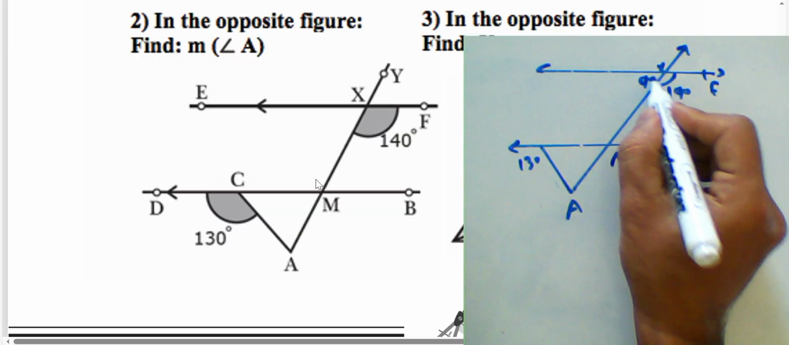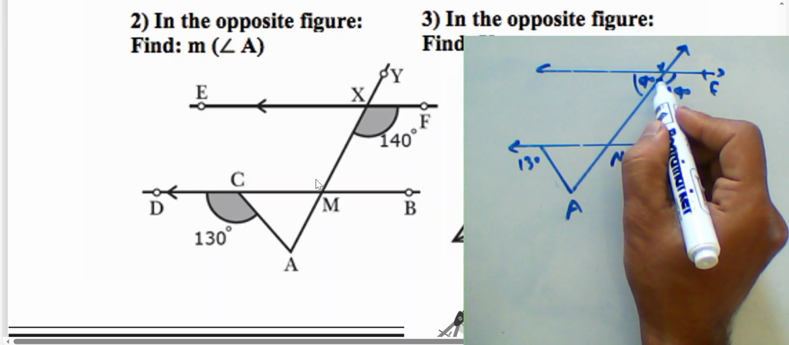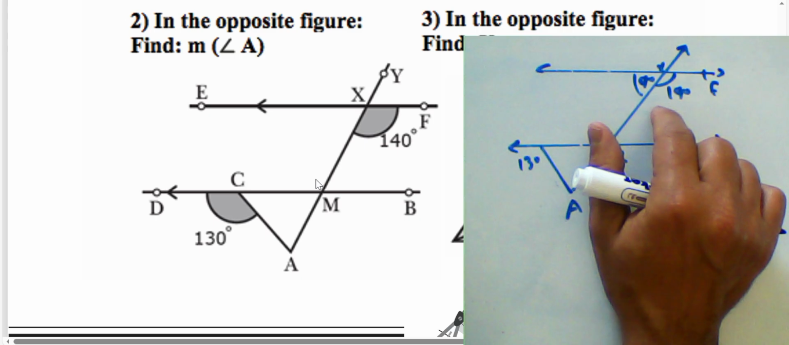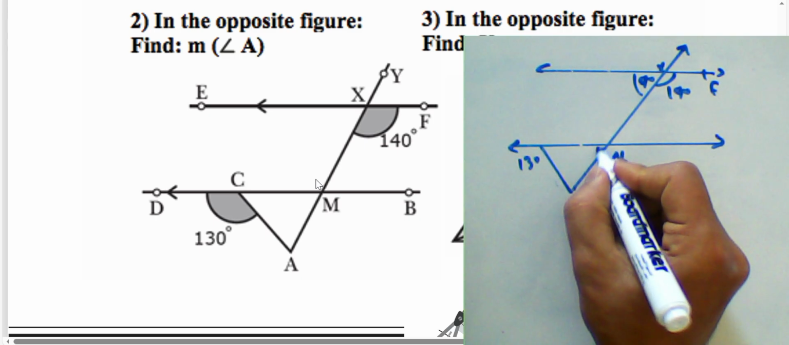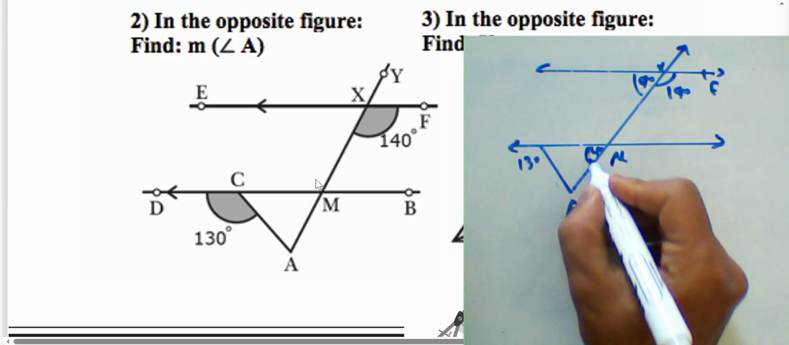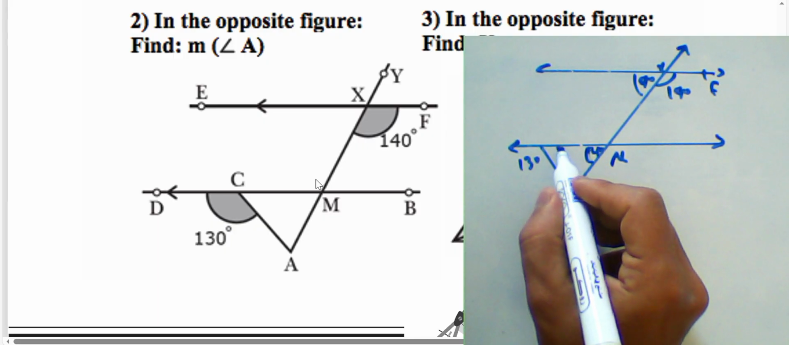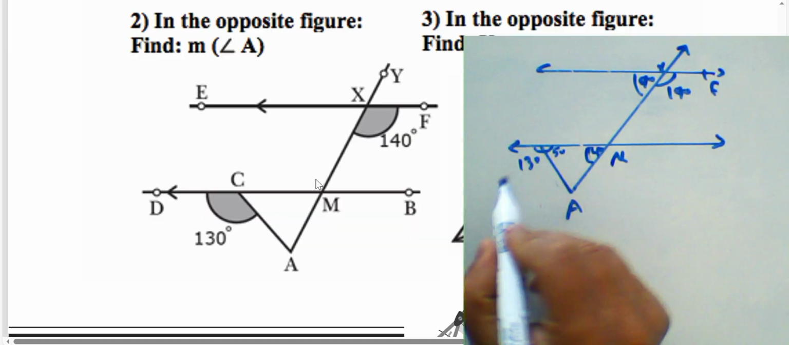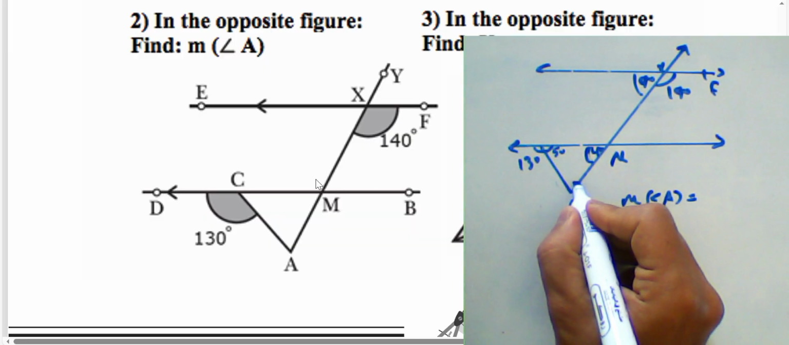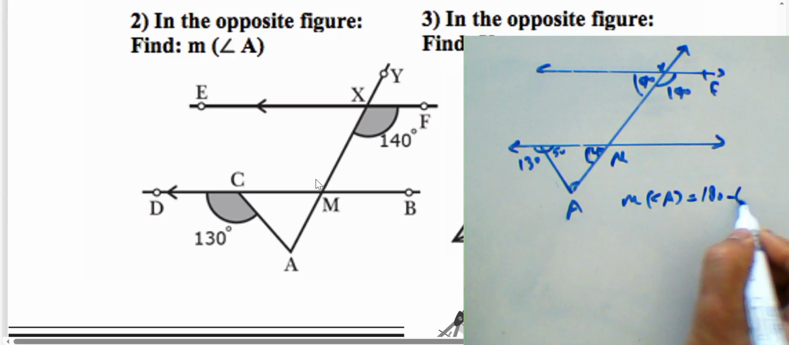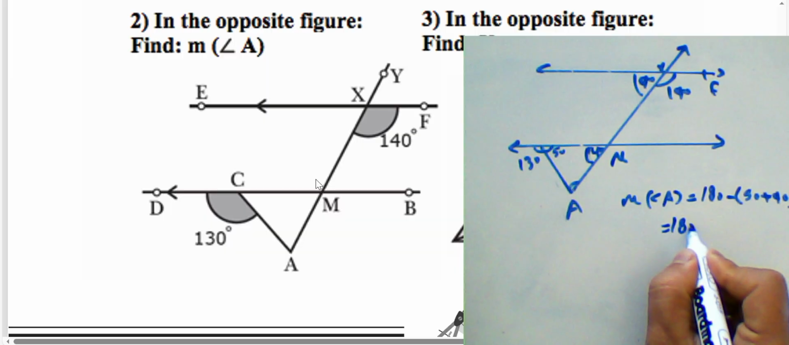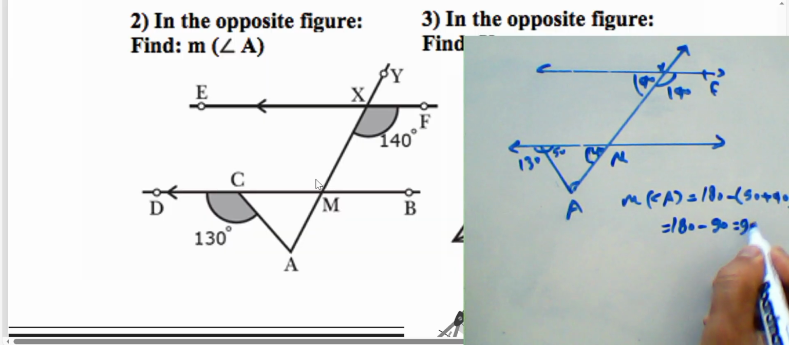Then we have 140, then the inside angles here are supplementary. 180 subtract 140 equals 40 degrees. Then the measure of the angle here will be 40 also, corresponding angles. And we have 130, 180 subtract 130, we can write 50 degrees, supplementary angles. Then you can find the measure of angle A inside this triangle. Write 180 subtract by 50 plus 40, equals 180 subtract 90, equals 90 degrees.